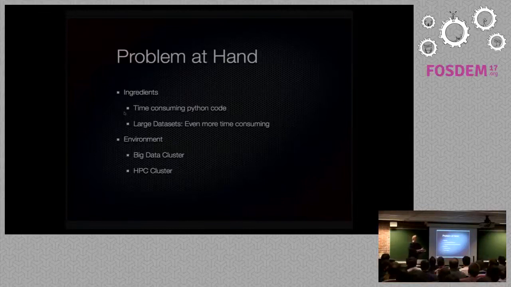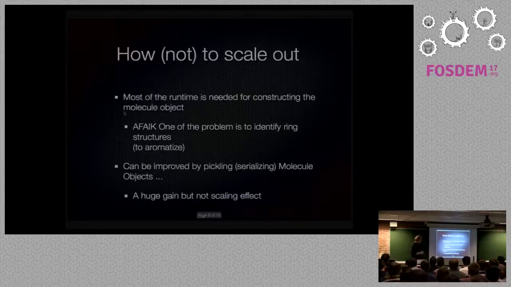Okay, so that's always the same thing. We have the ingredients: a time-consuming job, a large data set, and we want to make it fast. The environment we wanted to use is a big data cluster or an HPC cluster. We have both. So what can we do?